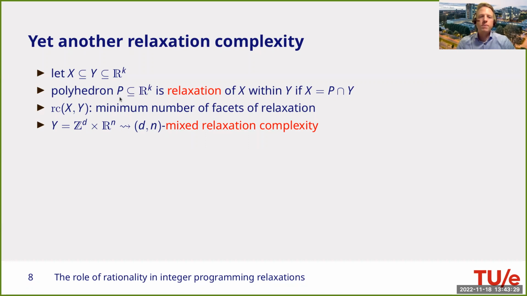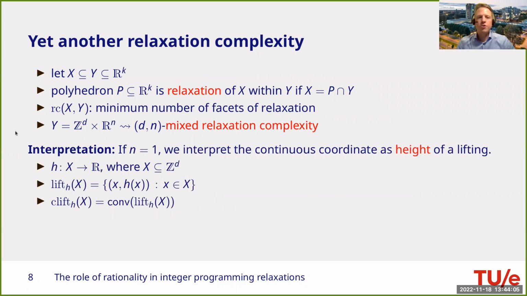And we call a polyhedron P a relaxation of X within this general set Y, if again the polyhedron intersected with the set Y recovers the set of points X that we are interested in. And again, RC_X(Y) is then the minimum number of facets in such a relaxation. And in the following, we will focus on a very specific choice of Y, namely a set of mixed integer points, where we have d coordinates in our point sets that are assumed to be integer, and n coordinates that are arbitrary, continuous, real numbers.